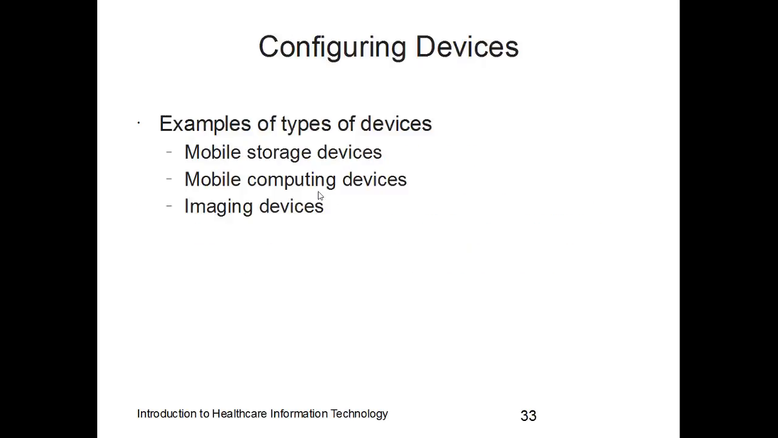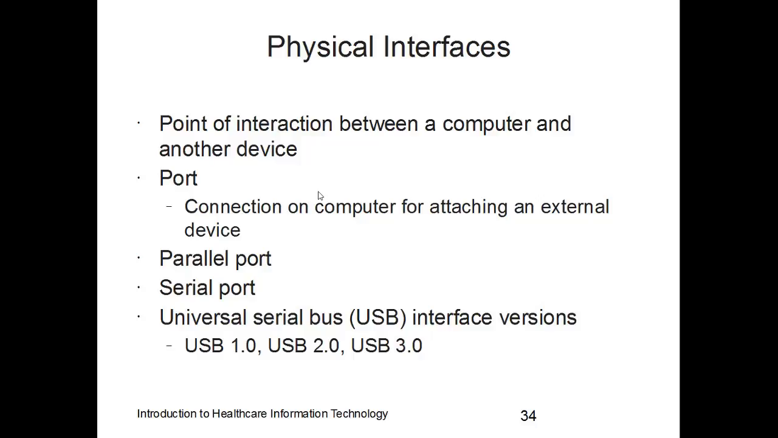All right, now we'll talk about configuring devices. Some examples of types of devices would be mobile storage devices, mobile computing devices, and imaging devices. Physical interfaces. This is the point of interaction between the computer and another device. An example of that would be a port, which is a connection on a computer for attaching an external device, such as a serial port or a parallel port or a USB, universal serial bus.